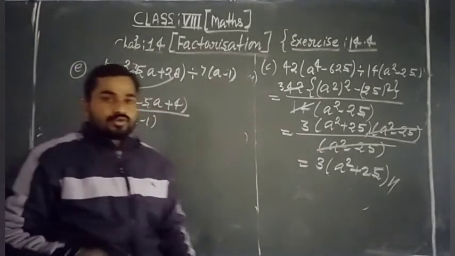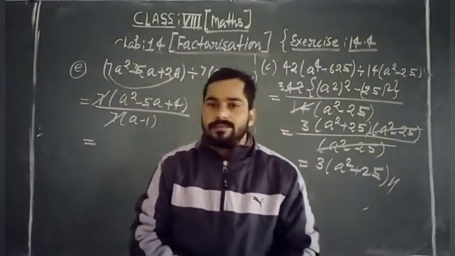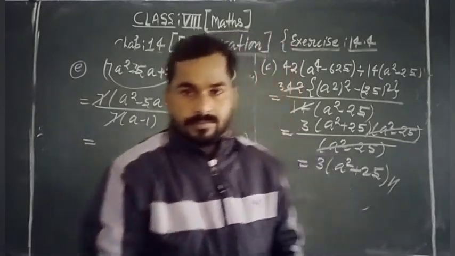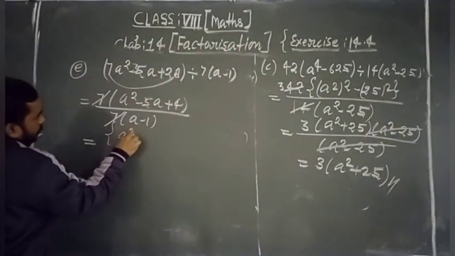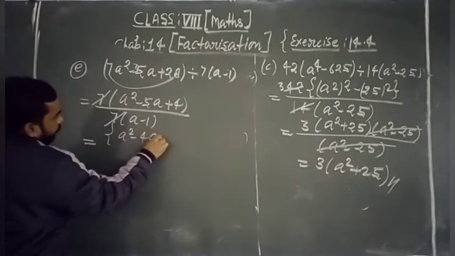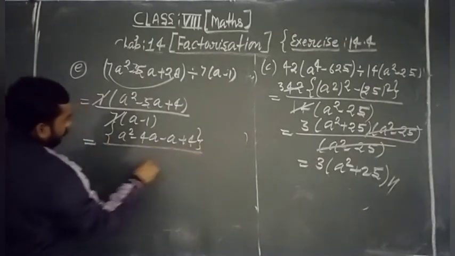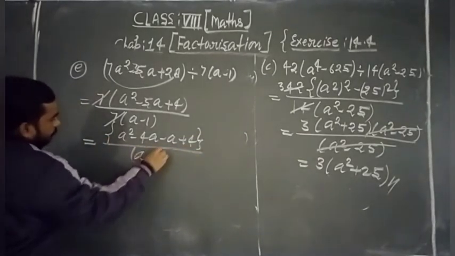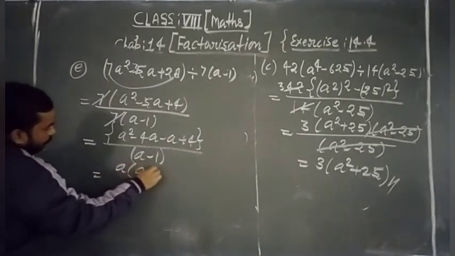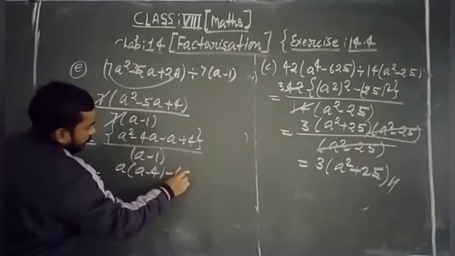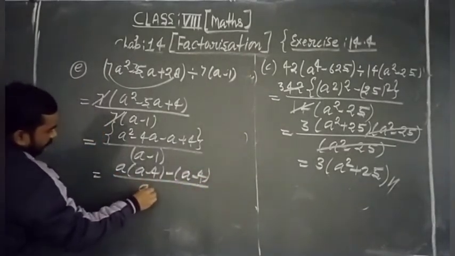Factor of this a square minus 5a plus 4. Factors of 4: 4 and 1, and 4 plus 1 is 5. So write here a square minus 4a minus a plus 4, divided by a minus 1. So a is common, a minus 4, minus 1 common, a minus 4, whole upon a minus 1.